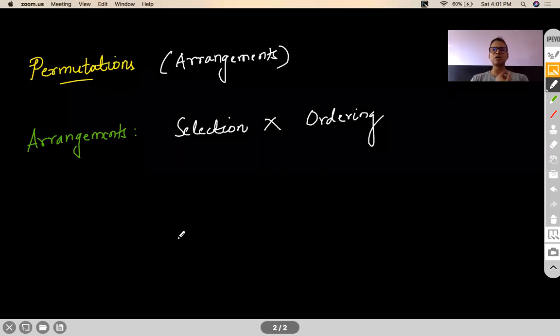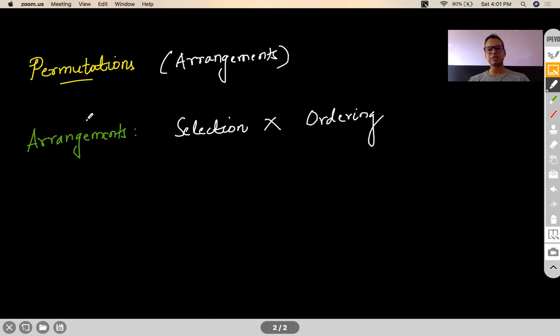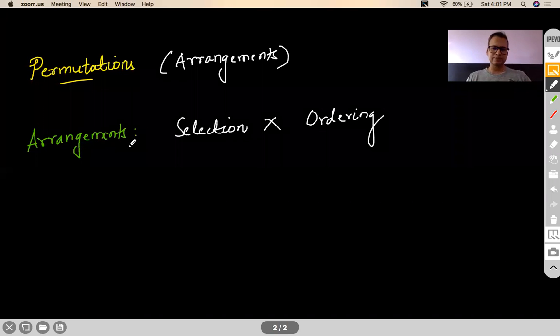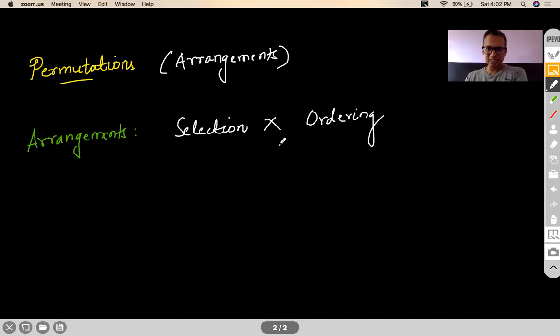So let us say you want to arrange 3 people out of 5 people on 3 chairs. When you want to arrange 3 people out of 5 people on chairs, you need to select those 3 people, and then start ordering them.